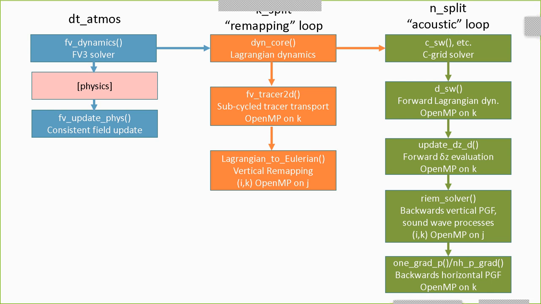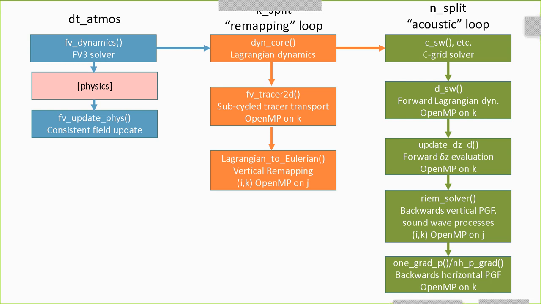Okay, so I'm referring to things such as microphysical or aerosol or chemical species that don't interact directly with the dynamics. Water vapor? Typically we integrate water vapor on the remapping loop. However, we could conceivably integrate it on the acoustic time step as well. But we typically integrate it on the longer subcycle loop.